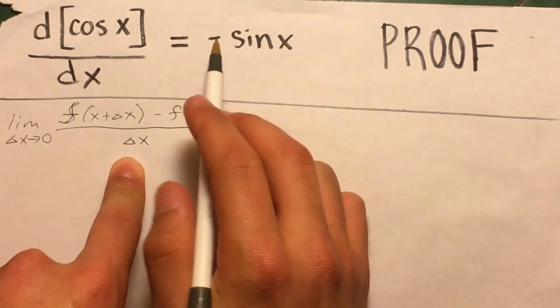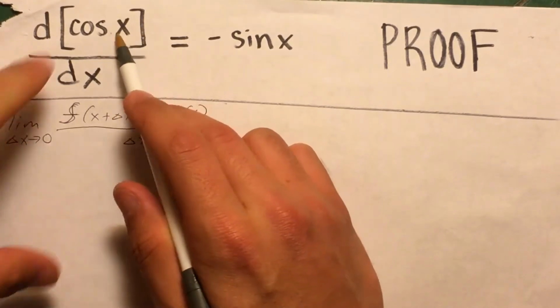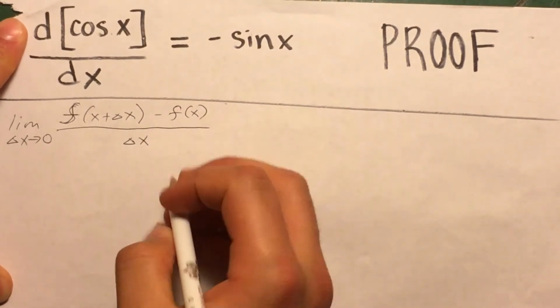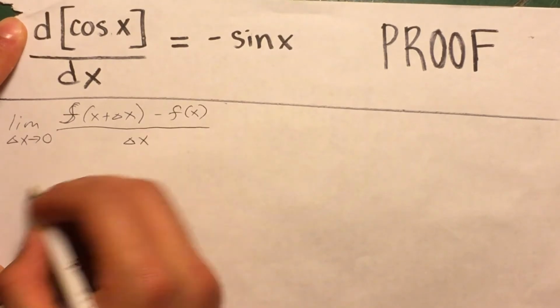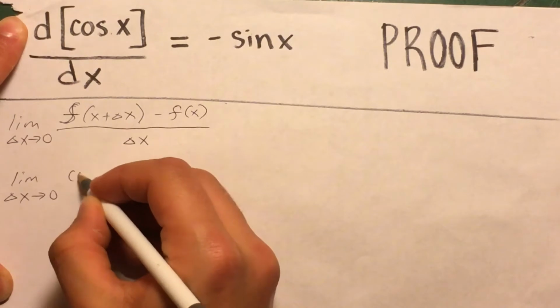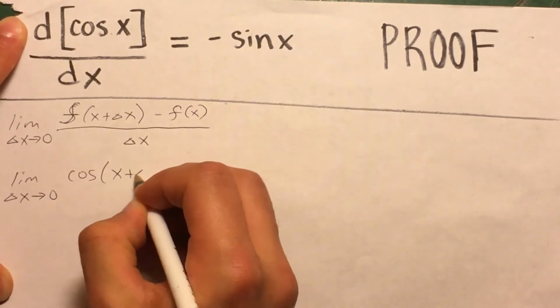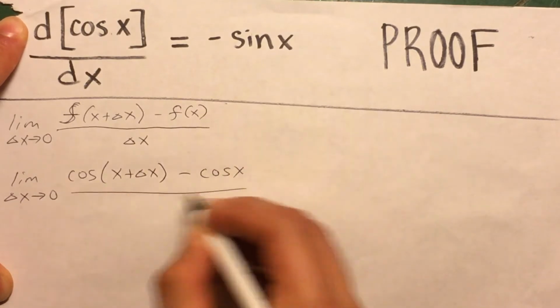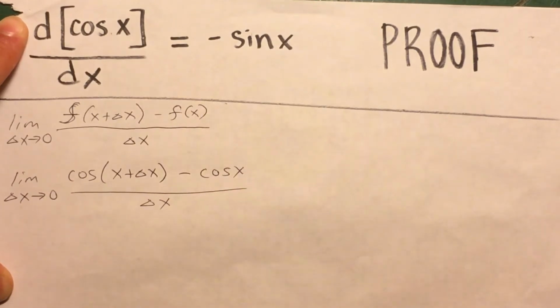So we're going to begin by plugging in cosine of x, because we want to prove that the derivative of cosine of x is equal to negative sine of x. And we begin by writing this down. So that's going to be cosine of x plus delta x minus cosine of x over delta x.